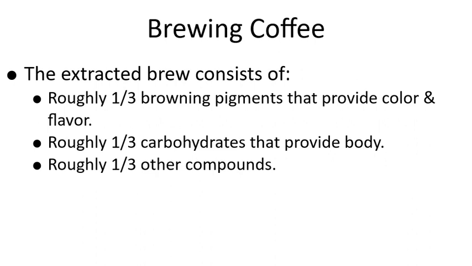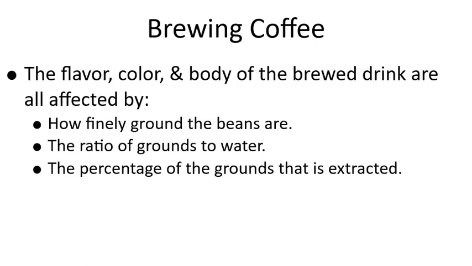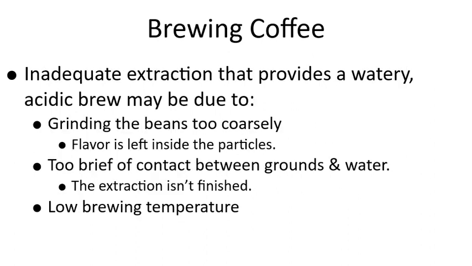The compounds extracted from the grounds into the brew consist of roughly 1/3 browning pigments that provide the color and the flavor, roughly 1/3 carbohydrates that provide body, and roughly 1/3 other compounds. The flavor, color, and body of the brewed drink will be affected by a variety of factors, including how finely ground the beans are, the ratio of grounds to water, and the percentage of the beans extracted into the water. If we have inadequate extraction, we'll end up with a watery, acidic brew. This could be the result of a variety of different factors.